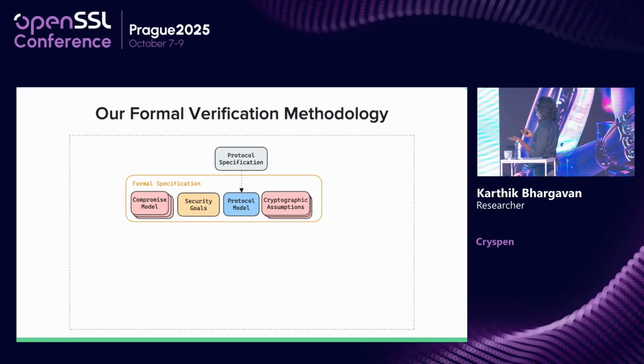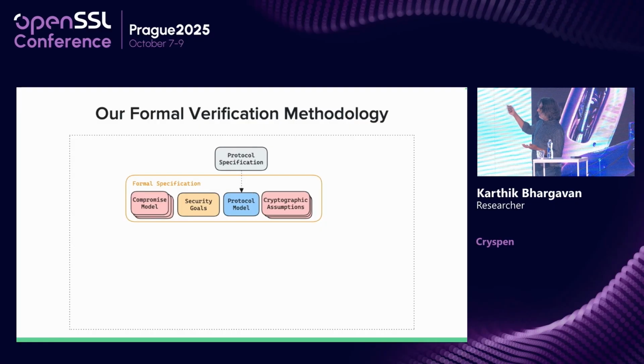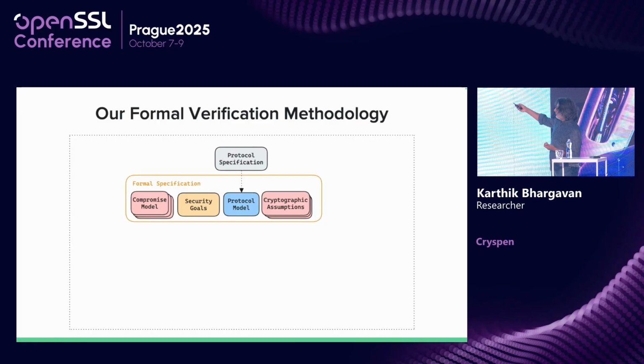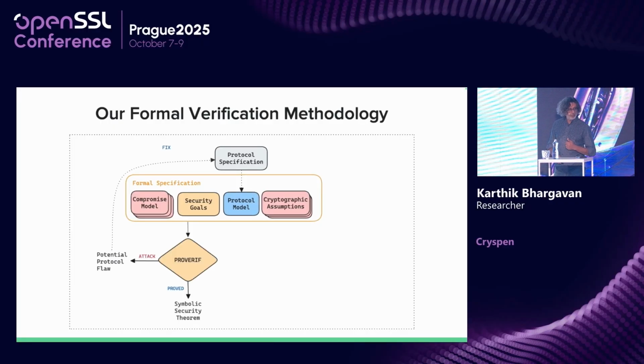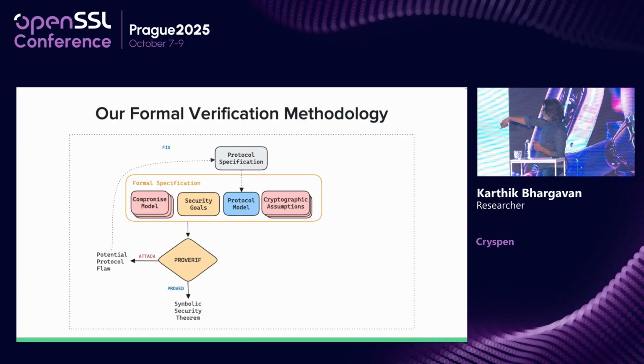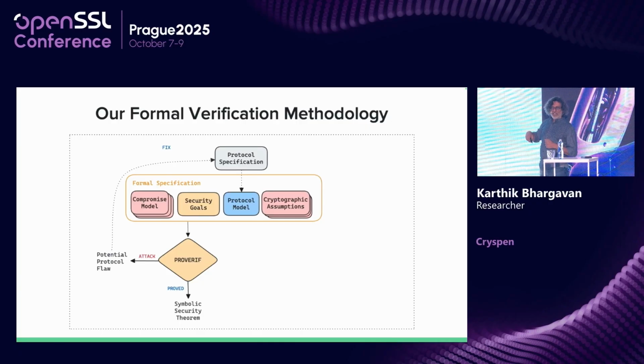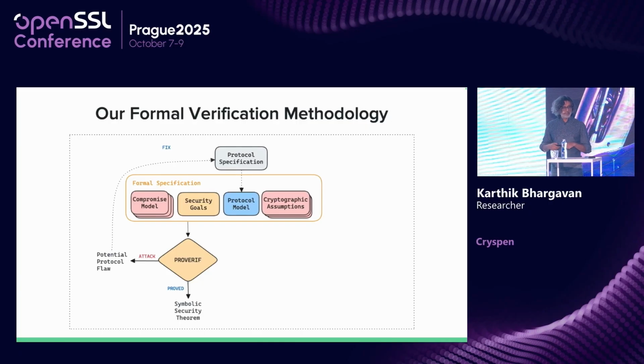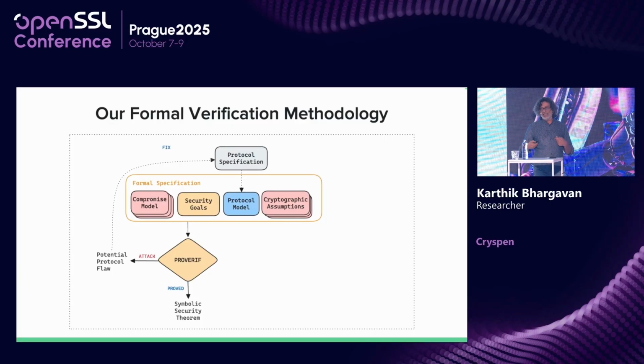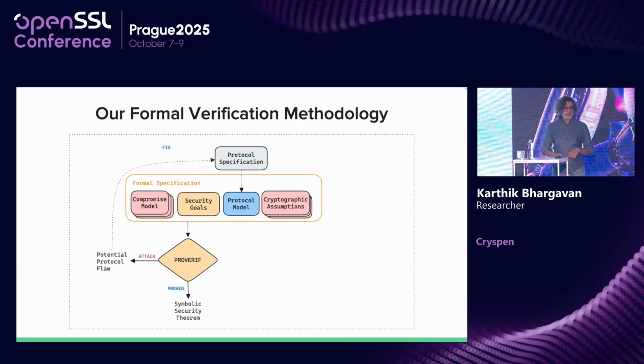So methodology basically was we took the protocol spec, we wrote a model for it, which includes the crypto assumptions, the protocol model, the security goals, the compromise model, what can be compromised when. And the first thing we did was we analyzed it using a tool called ProVerif. This does symbolic protocol analysis. And this can very quickly find you attacks. So once you find an attack, you fix, and you recheck, and so on.